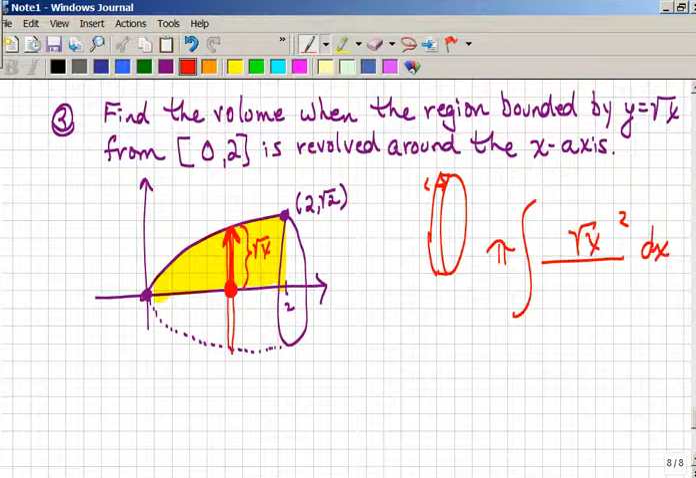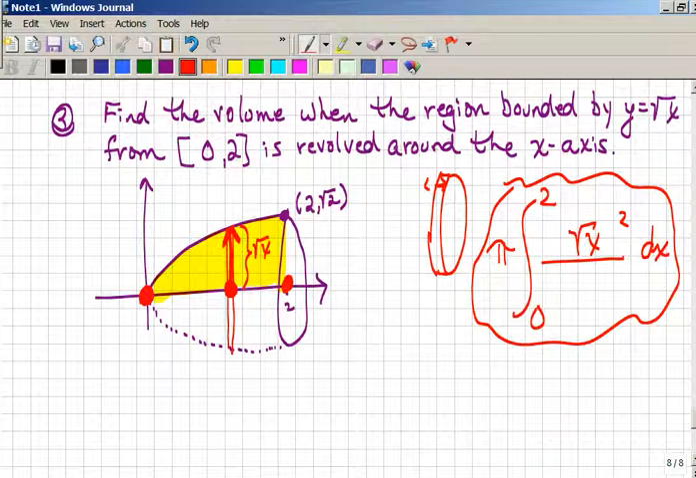Now my limits of integration are the x values from one end, where that red dot is, that's 0, to the x value at the other end, that's 2. And this one's ready to go. A much simpler integral this time. Let's see how fast we can do this.